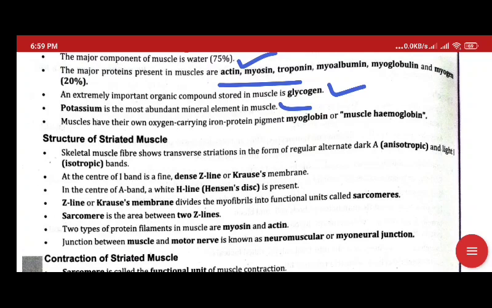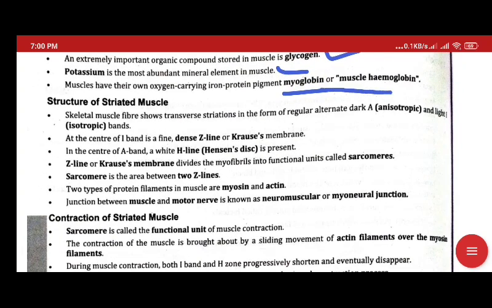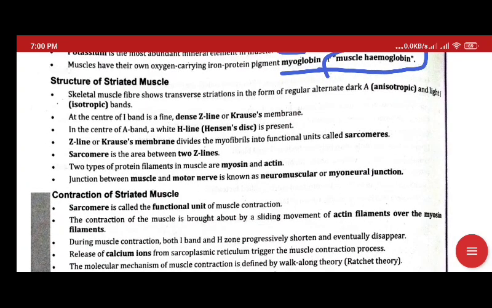Potassium is also most abundant in muscles. Muscles have their own oxygen carrier, called myoglobin, which means muscle hemoglobin. Now we have the structure of striated muscle, which has a dark A band and a light I band.